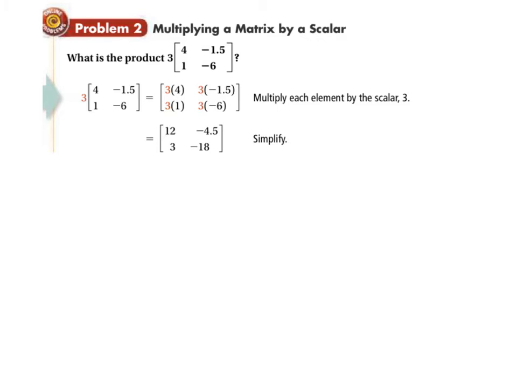Next example, multiplying by a scalar. So what you'll have is one number out front multiplied by everybody inside. It's like a super distributive property. So 3 times 4, right, goes there. 3 times 1 goes here. So keep them in the same position, otherwise it's technically wrong. 3 times negative 1.5. 3 times negative 6. And that's actually the answer.